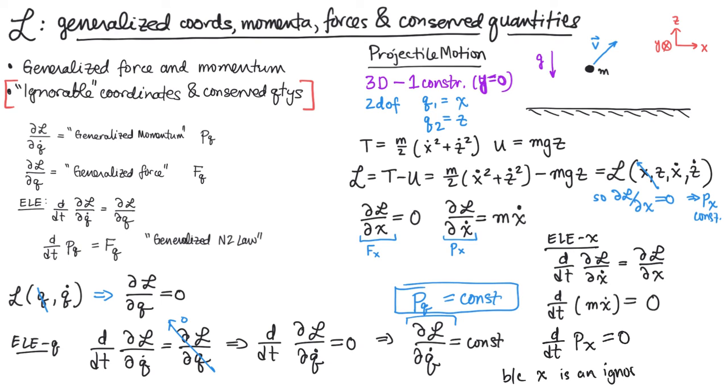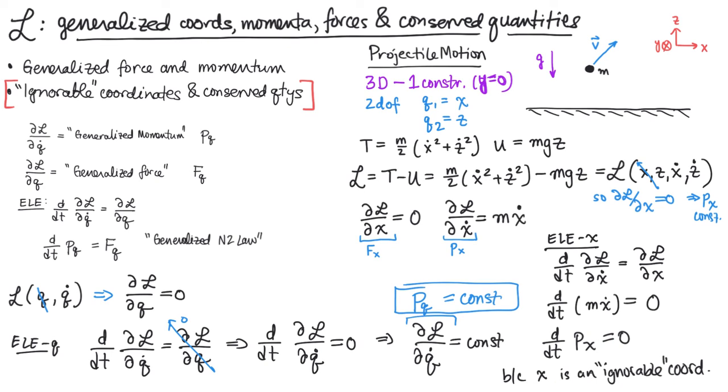ignorable coordinate. x did not appear explicitly in the Lagrangian. There's no x present in the Lagrangian. Therefore, the partial with respect to x is 0. Therefore, p_x, the momentum in the x direction, is conserved.